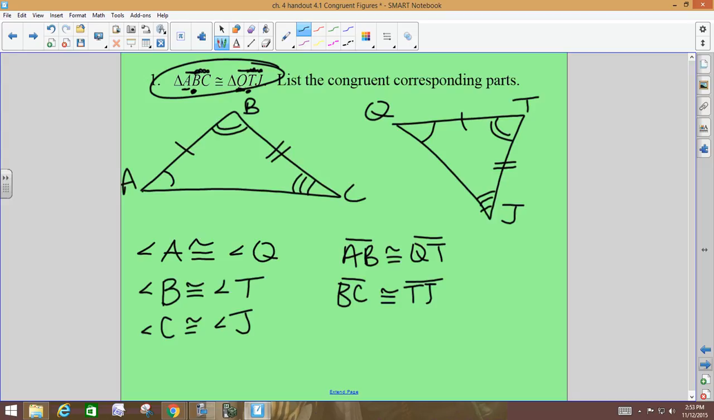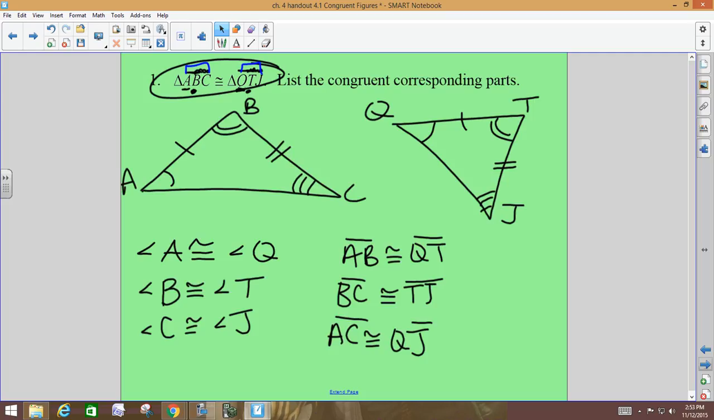And looking at the picture, it's easy to see what sides are left out, AC and QJ. But if you didn't have a picture, your third side on the congruency statement comes from the first and the last letter. AC is congruent to QJ. Okay, so pictures should be there to help you. The congruency statement will give you all the answers, but don't be afraid to draw a picture and use both of them together so you get it right.